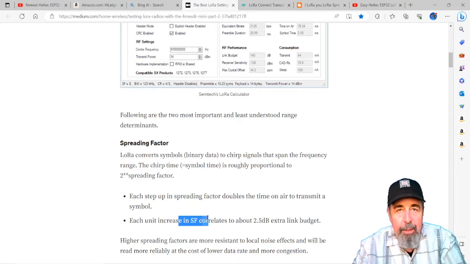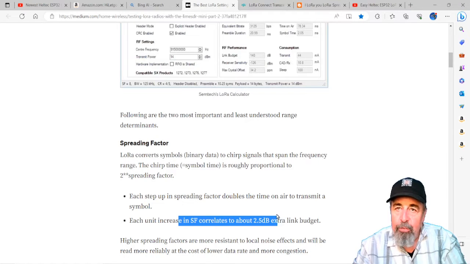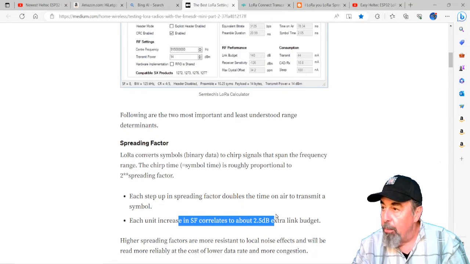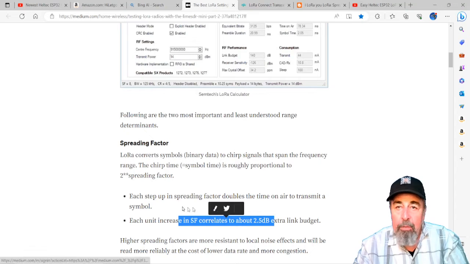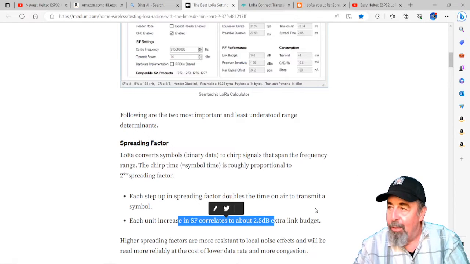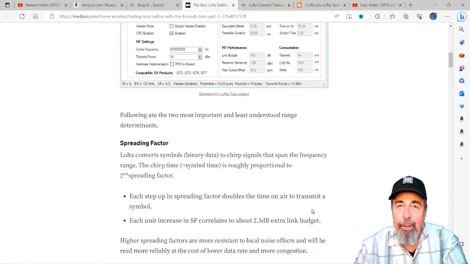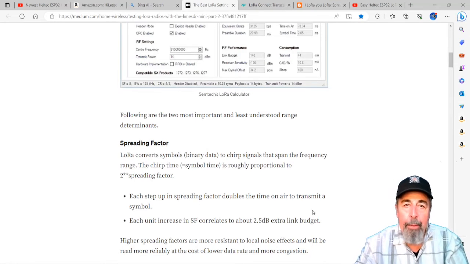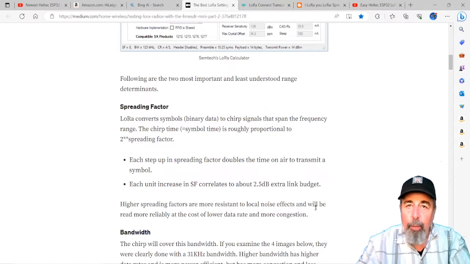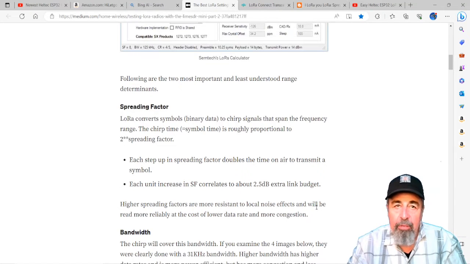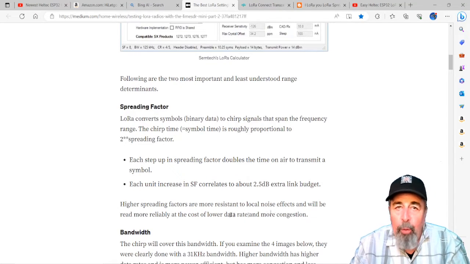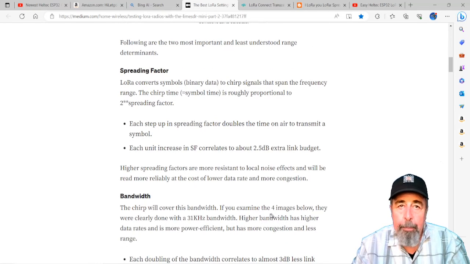Each unit in spread factor correlates to about 2.5 decibels of extra link budget. So link budget is essentially how much power you have to transmit with. Higher spreading factors are more resistant to local noise effects and will be read more reliably at the cost of lower data rate and more congestion.